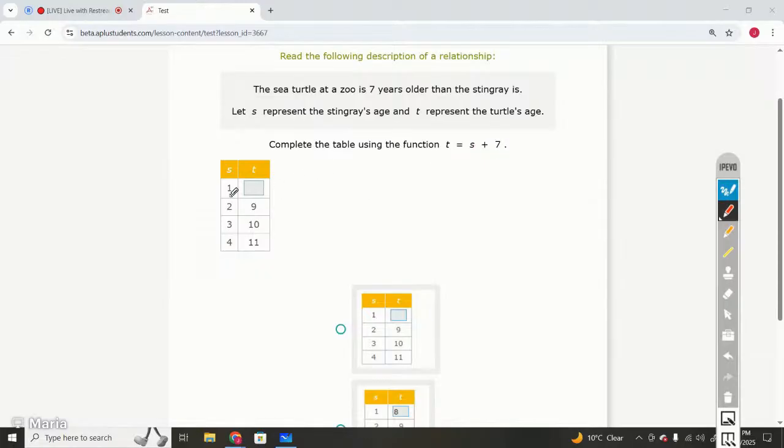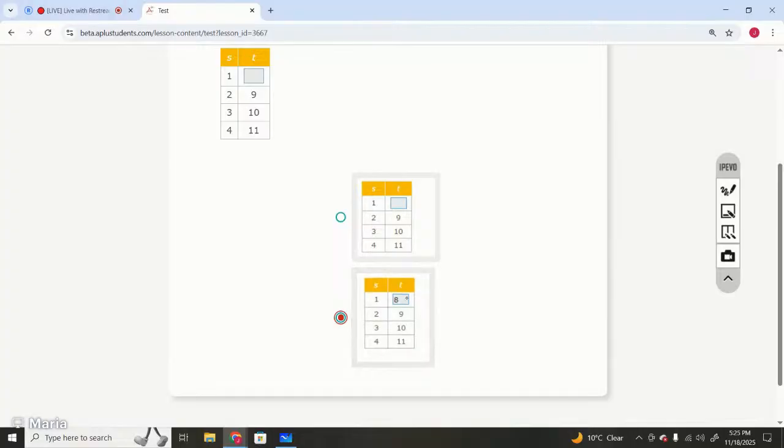So we need to calculate the value when S equals 1. So replace S with 1. So 7 plus 1 is 8. So the correct option is 8. When S equals 1, T equals 8. So option number 2 is the correct option.